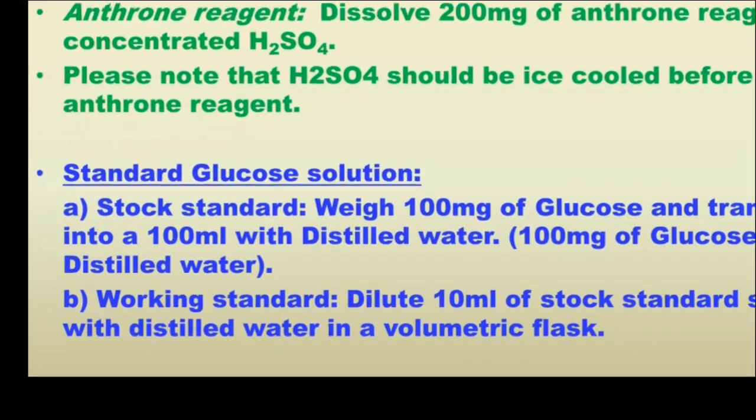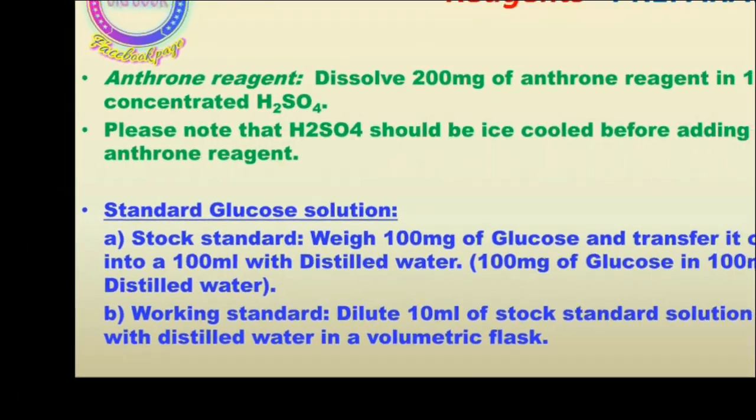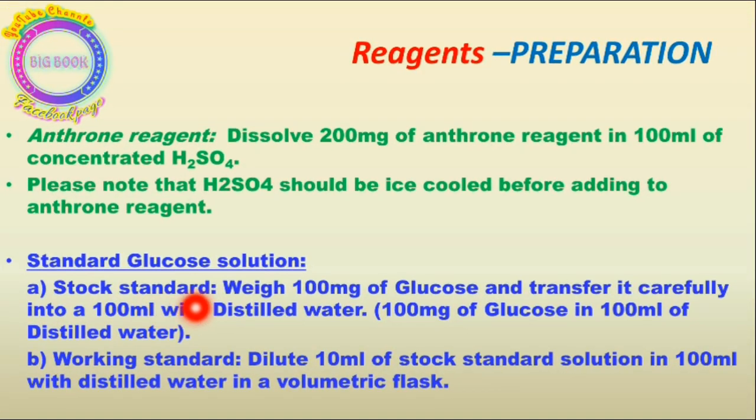Now we can see the standard glucose preparation. First we have to prepare the stock standard, where we weigh about 100 mg of glucose and transfer it carefully into 100 ml with distilled water. That is 100 mg of glucose in 100 ml of distilled water. So here we are going to dissolve it.